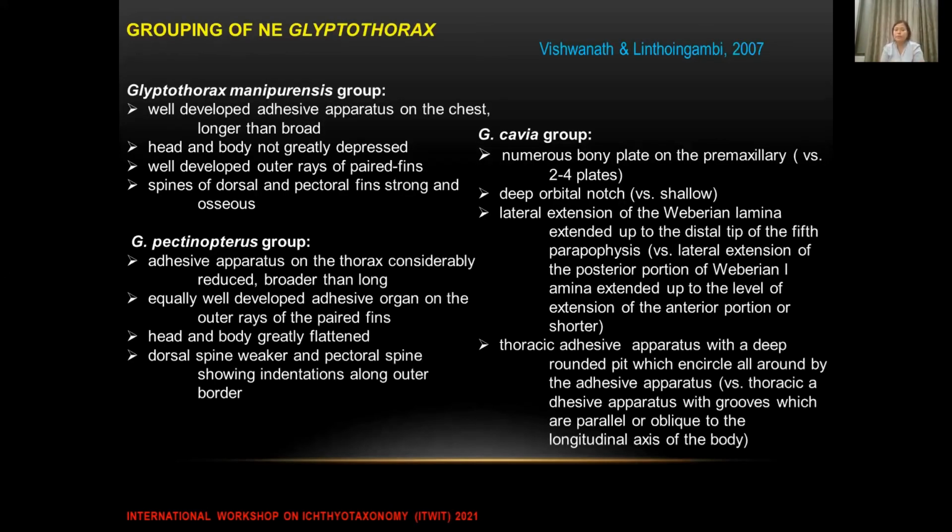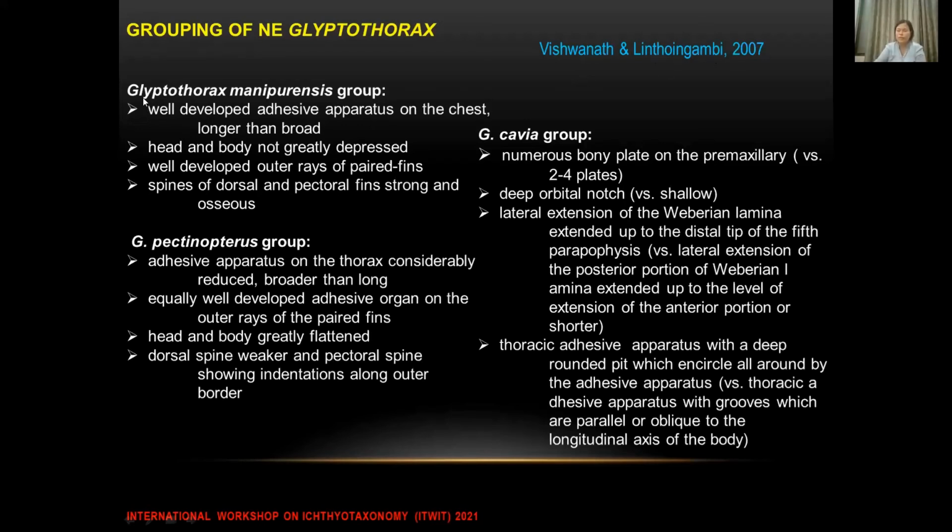So the genus Glyptothorax is a very diverse genus, and we have a large number of species. It goes up to 31 as of now. There are 31 valid Glyptothorax in Northeast India. So we can try to group the Glyptothorax. This is one of the grouping methods given by Vishwanath and Linthoingambi, 2007.